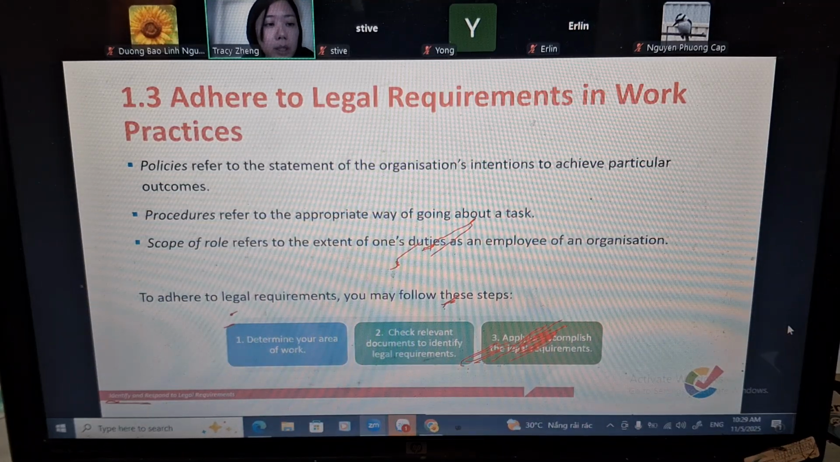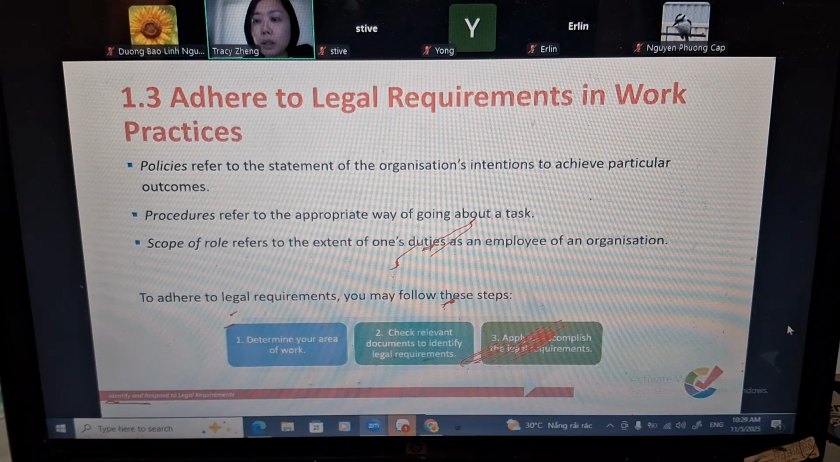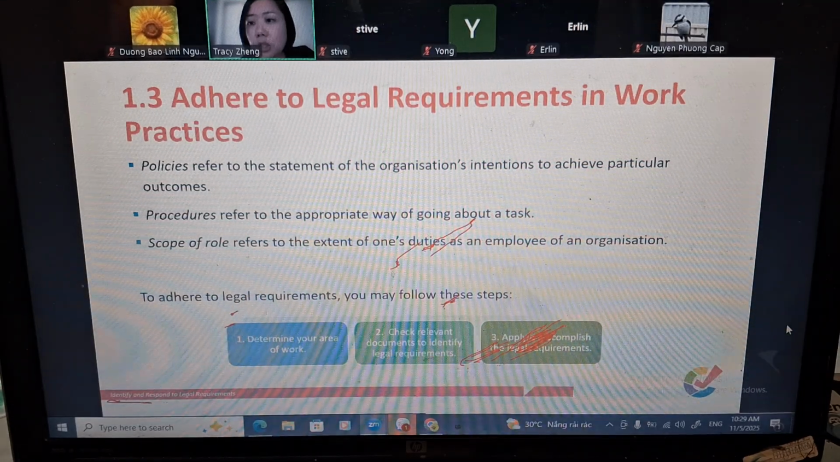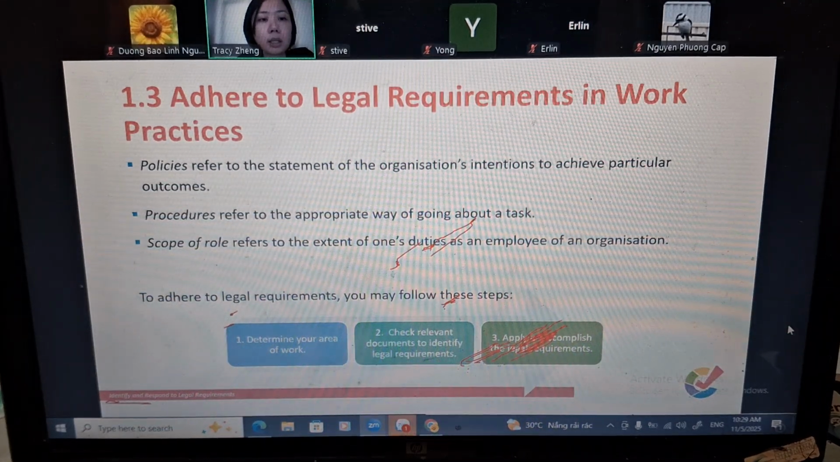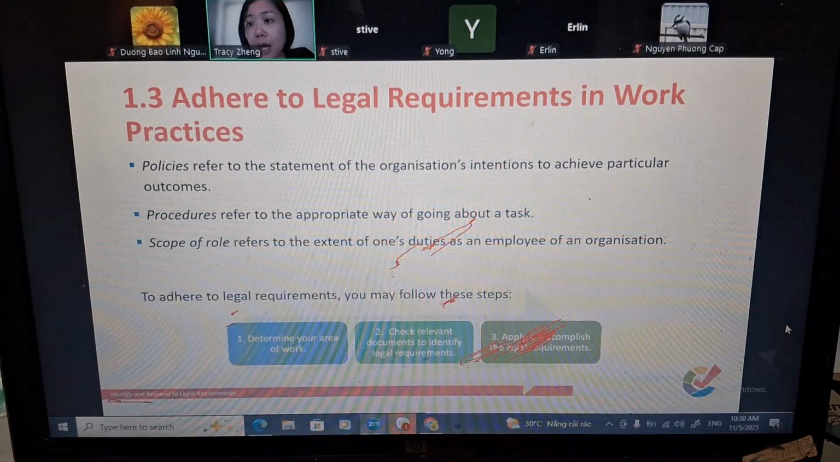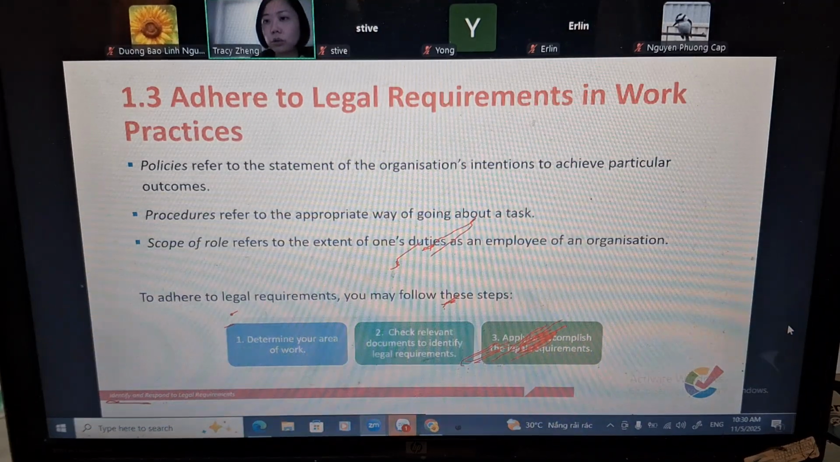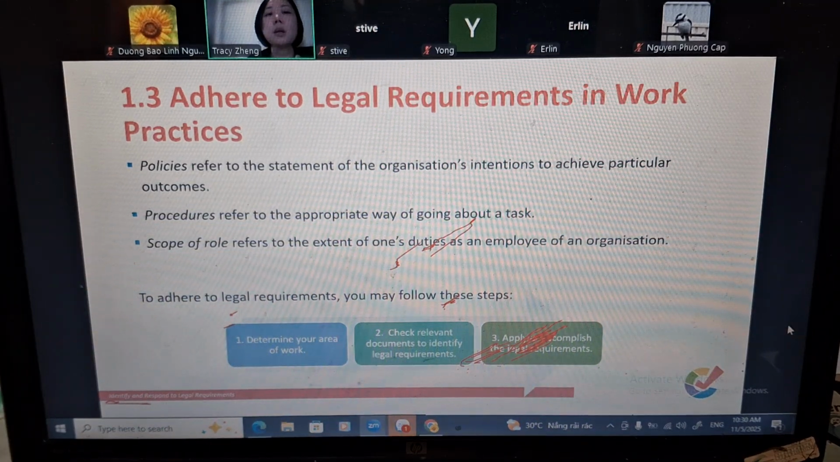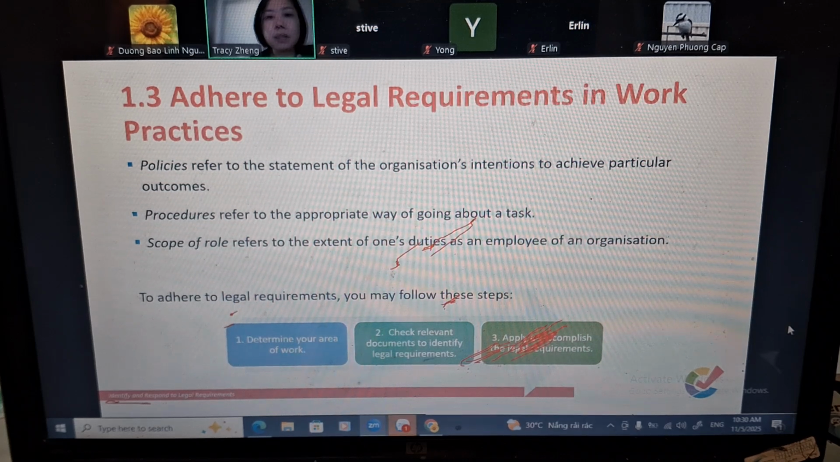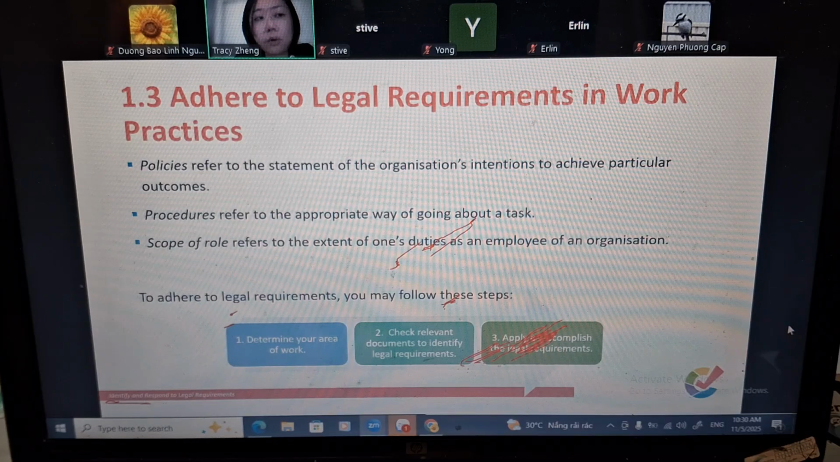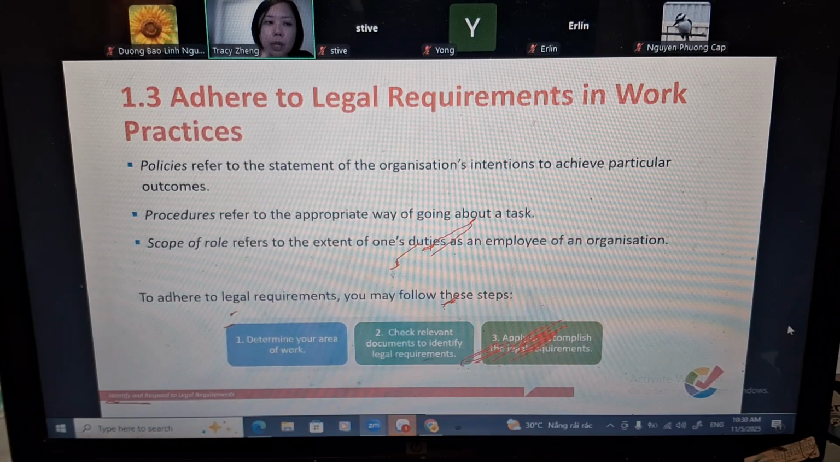Right. So here are listed the first two dot points explaining what policy means and what procedure means. Procedure refers to the appropriate ways of going about doing a task, giving you the guidelines on how to do this task: following 1, 2, 3, 4, 5. Policy gives you a general statement about what the organization is asking you to achieve or expecting to see as particular outcomes. Procedure is more about a guideline to teach you what to do step by step.